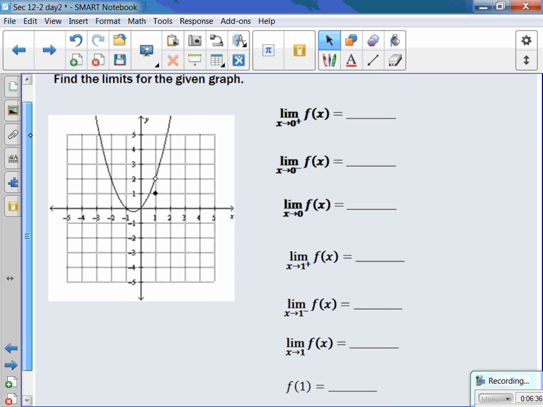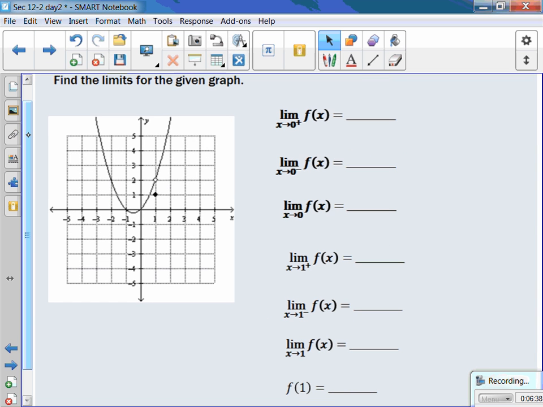Here we have the limit of f of x as x approaches 0 from the right. Raphael? Here's my x equals 0. So as my graph gets closer and closer from the right, what y value is it approaching? 0, absolutely. So I have the value 0. Brooke, what about from the left? Again, as it's getting closer to x equals 0.